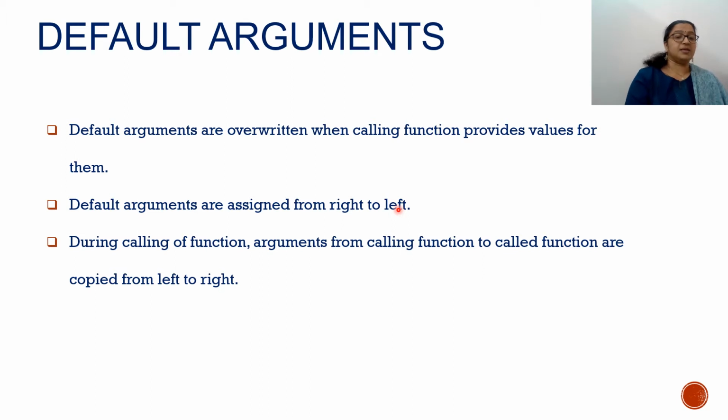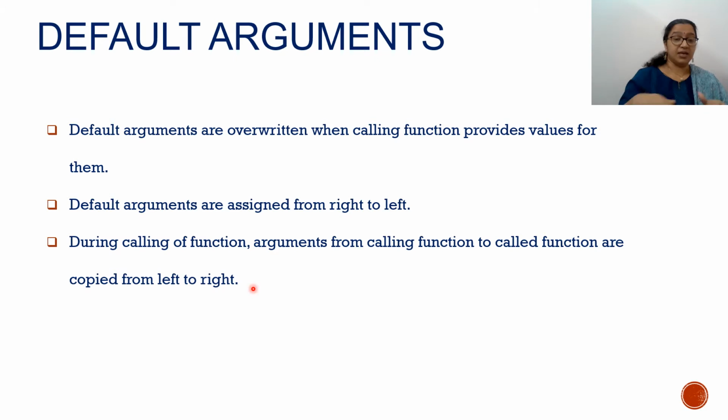Now see the third point. During calling a function, arguments from the calling function to the called function are copied from left to right. So at the calling time, the arguments are copied from the calling place to the called place. So that time the values will be copied from left to right. So if three arguments are there in the function definition and we are passing three arguments, the first value will copy to the first argument, then the second one will copy to the second one, then the third will copy to the third one. So from left to right it will copy.